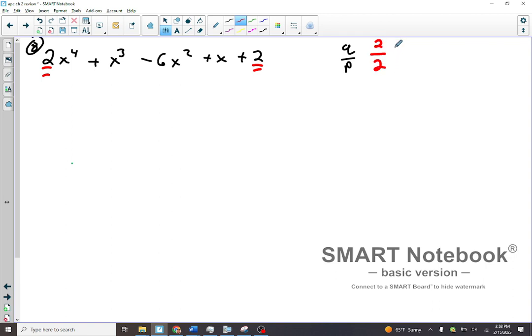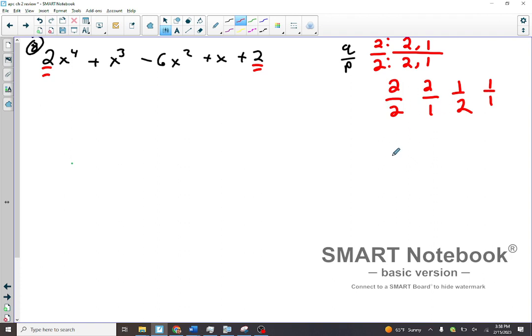But I'm not just doing 2 divided by 2. I'm doing all the factors of 2. So things that multiply to 2, 2 and 1. And then things that multiply to 2, 2 and 1. It has to be a whole number. Plus minus, yes. So in this case, I could have 2 over 2, 2 over 1, 1 over 2, or 1 over 1. But wait a second.